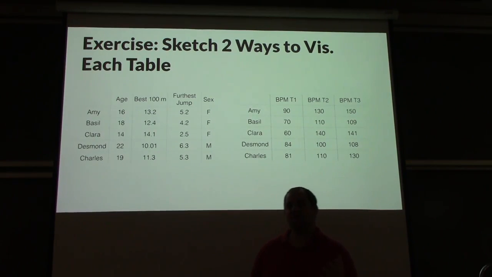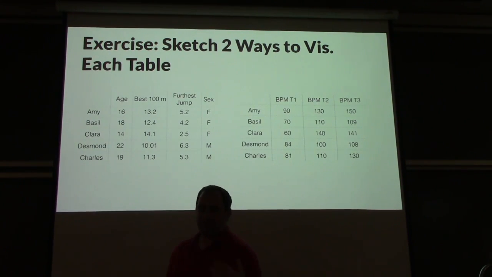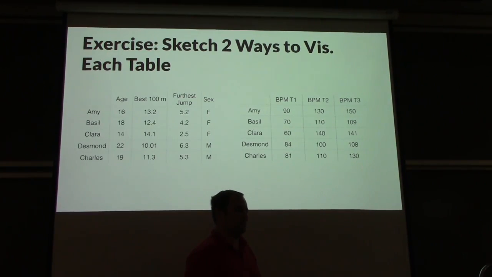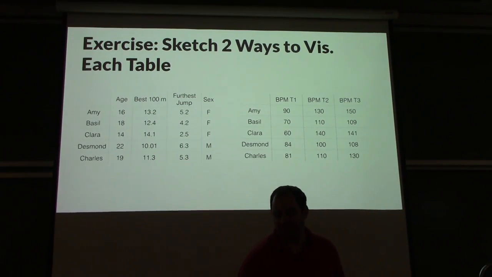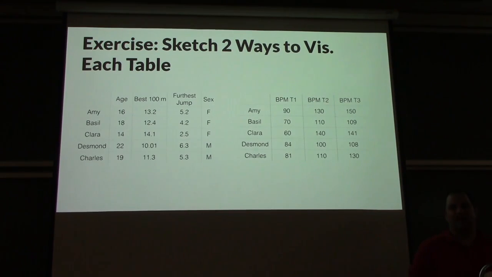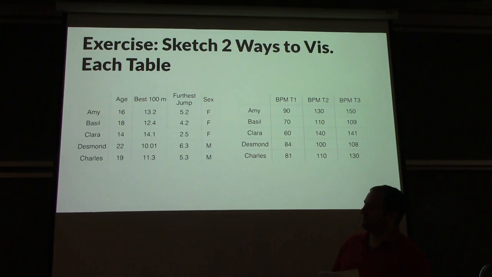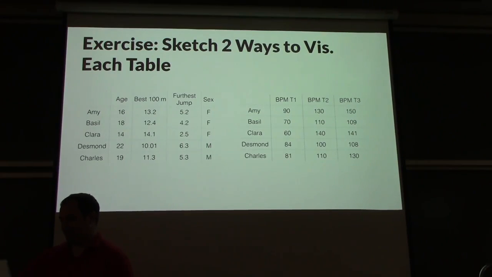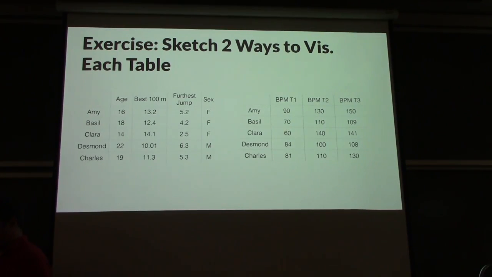You should create two visualizations for each of those tables. And then we'll talk about your choices and formally talk about those choices in the rest of the class. If you need any paper, I have scratch paper, but other than that, you can just look at the slide for the data. You can do it in a group.